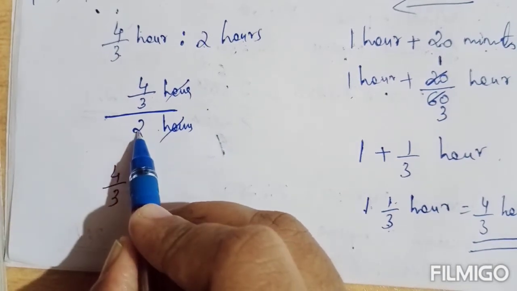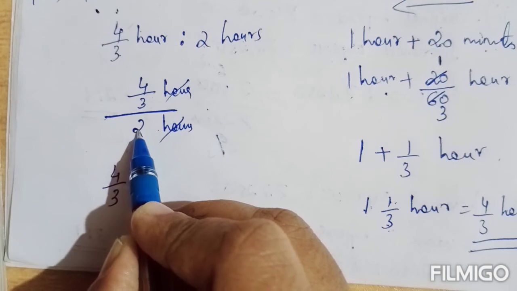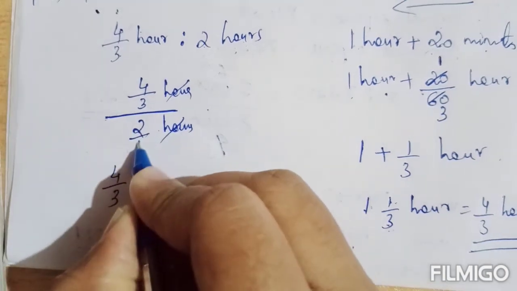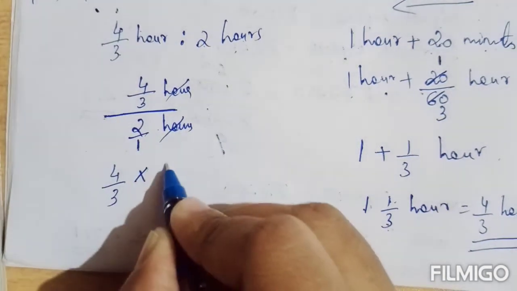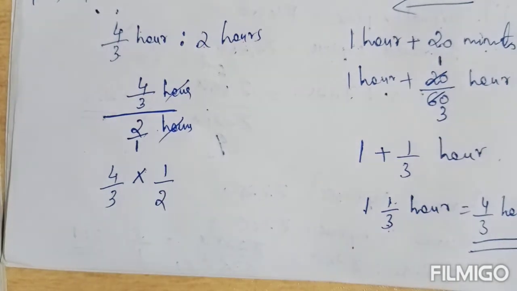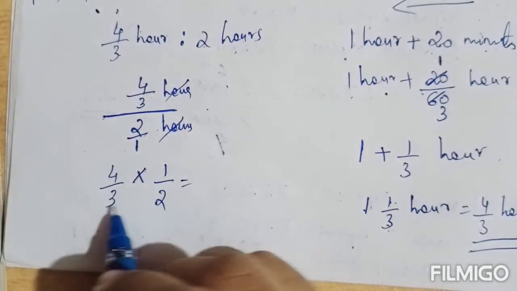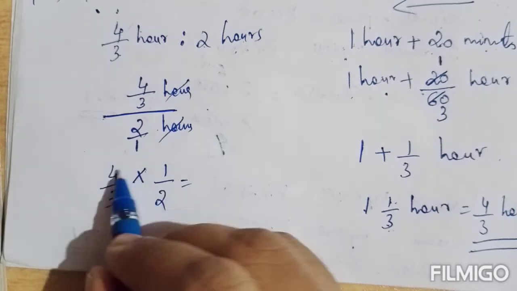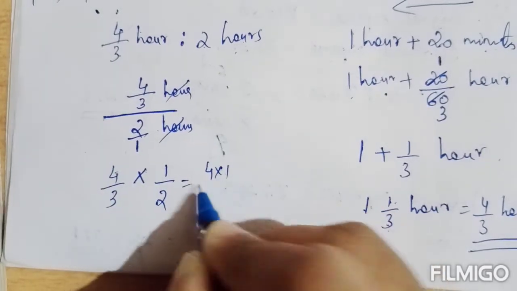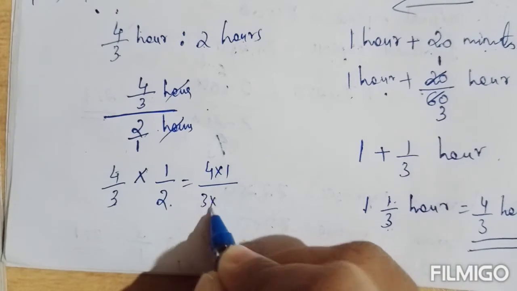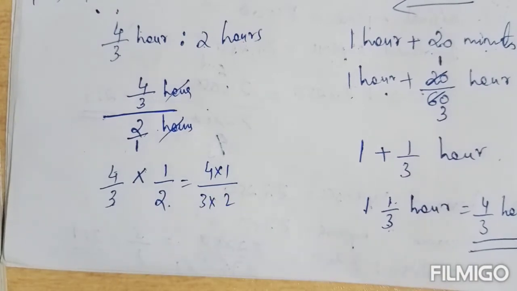Divisor, here it is 2. Take its reciprocal. 2 means it is 2 by 1, taking its reciprocal it will be 1 by 2. Okay, 4 by 3 into 1 by 2. Now you can multiply these two fractions: product of numerators by product of denominators, 4 into 1 by 3 into 2.